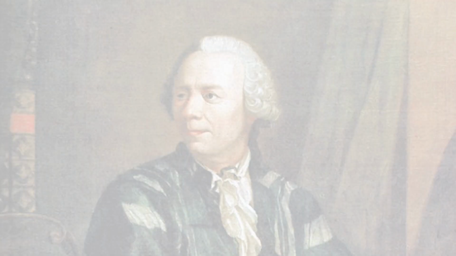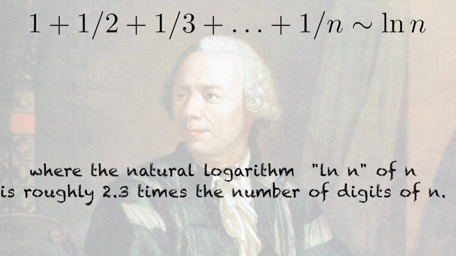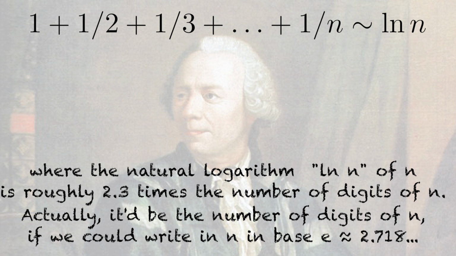In the 18th century, it was the great Leonhard Euler who first proved that the so-called harmonic sum, 1 plus 1 half plus 1 third plus and so on to 1 over n, is about the natural logarithm of n, which roughly corresponds to 2.3 times the number of digits of n. Actually, it would be exactly the number of digits of n if instead of in base 10 or in base 2, the number n was written in base e, where e is about 2.718 and is called Euler's constant. But I guess that's a story for another time.